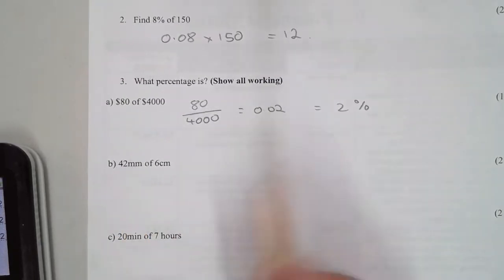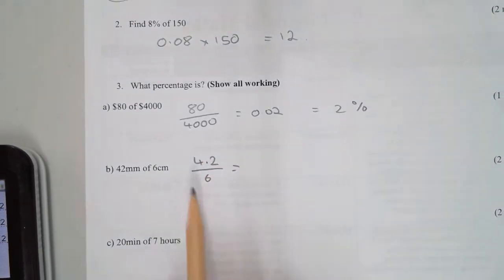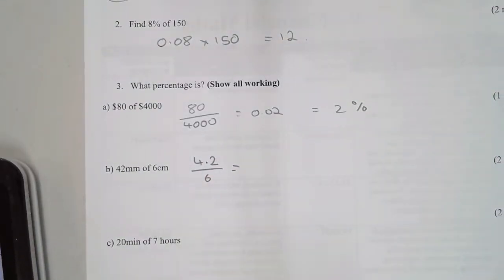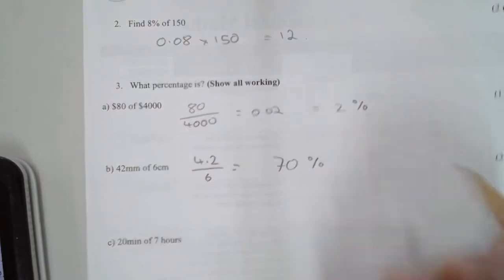42 millimeters is 4.2 centimeters, so you need to convert it to the same unit. 4.2 divided by 6, then I'm timesing it by 100, so you get 70%. I've gone straight to the answer.